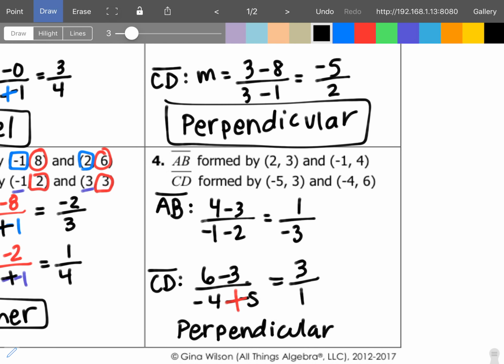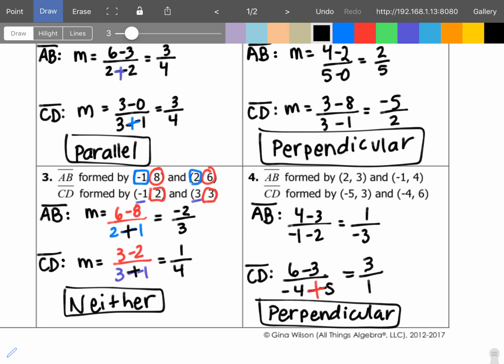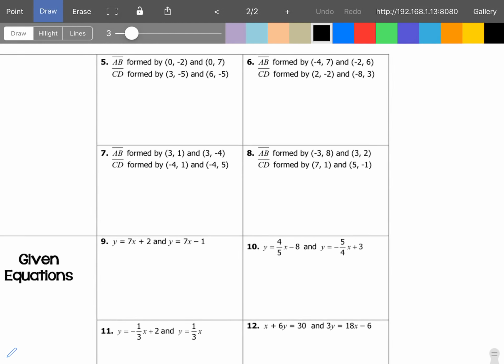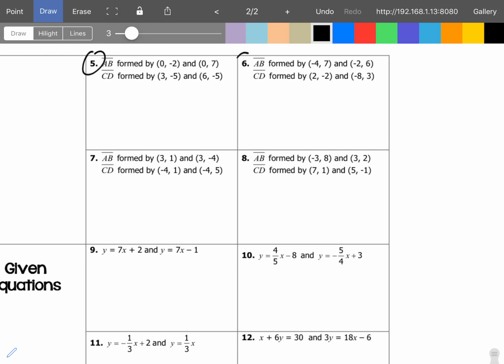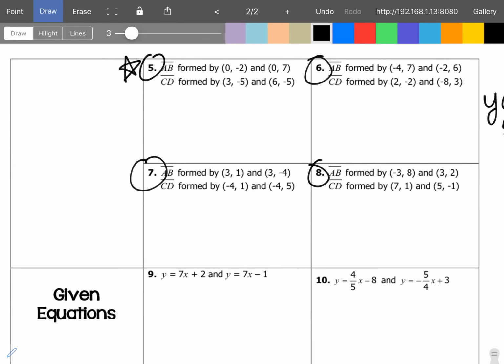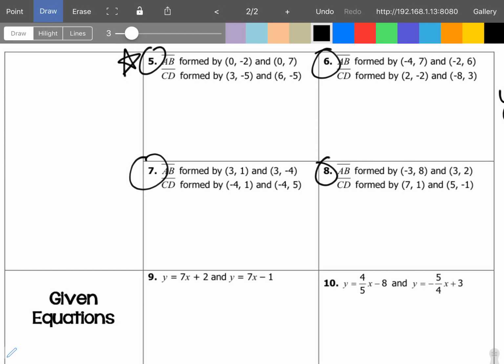So those are perpendicular. They're opposite reciprocal slopes. Get the picture? Hopefully you're starting to understand this. If not, raise your hand and I'll come around and help you. I'm more than happy to help. So try 5, 6, 7, and 8. See if you understand those. I would be careful with number 5. I'm going to put a little star by that. But I want you to try 5 through 8. Okay? And that's if we're given 2 points. If I said tell me if those are parallel, perpendicular, or neither.